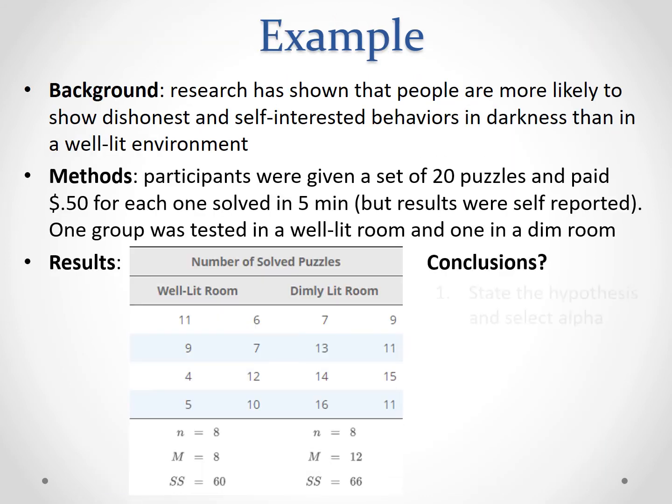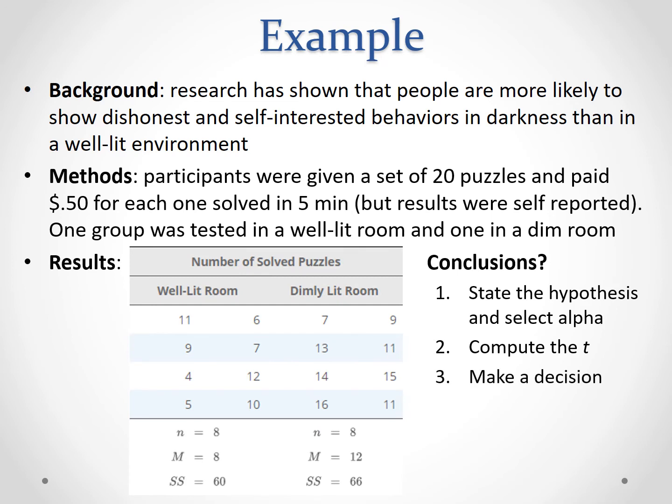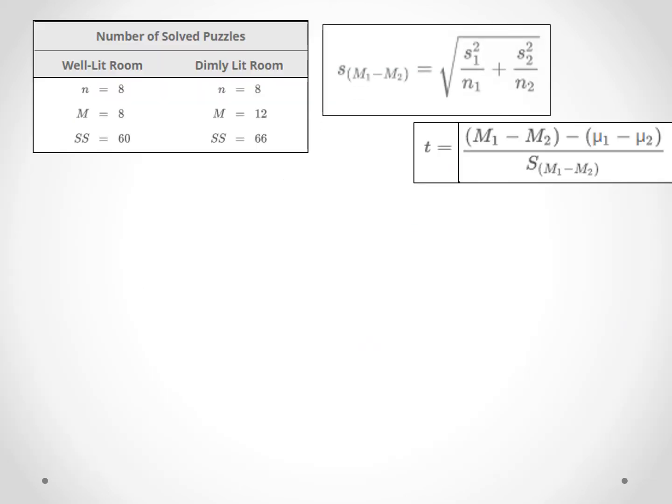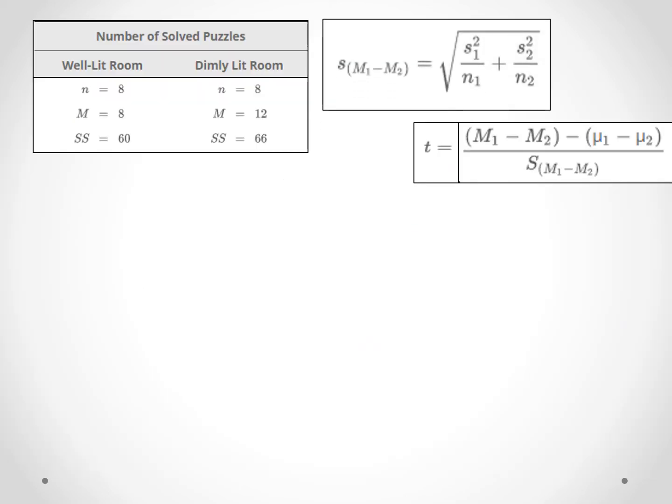Each of my groups is a degrees of freedom of 7, right? Because it's n minus 1 for each group. So I have my critical region was 2.145. And hopefully, okay, so the mean was 8 minus 12. And so our mean difference was -4.